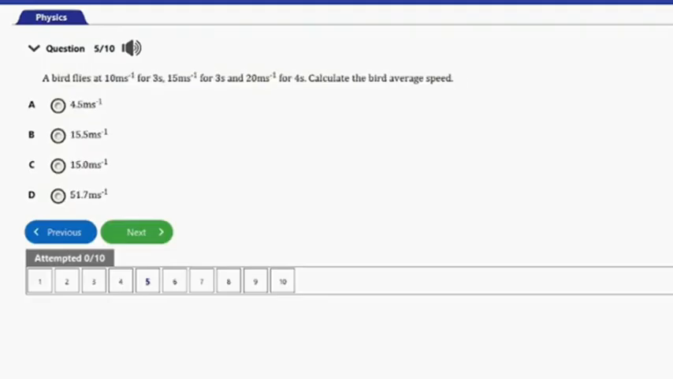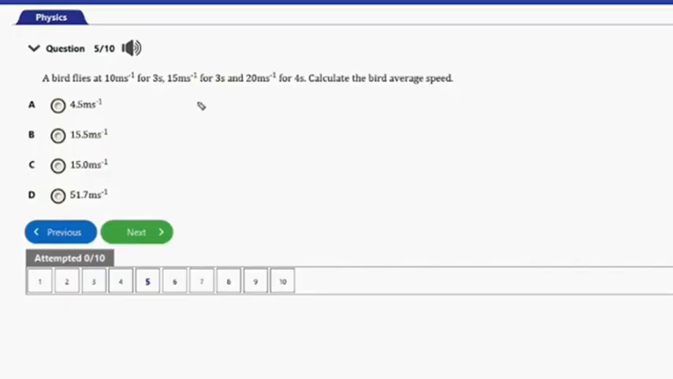So the next question we have here is question number 5. It says, a bird flies at 10 meters per second for 3 seconds, 50 meters per second for 3 seconds, and 20 meters per second for 4 seconds. Calculate the bird's average speed. Alright, so guys, the average speed of this bird will be the total distance covered over the total time here.